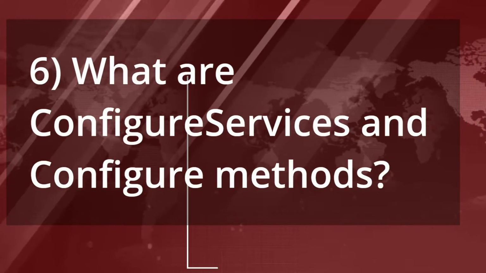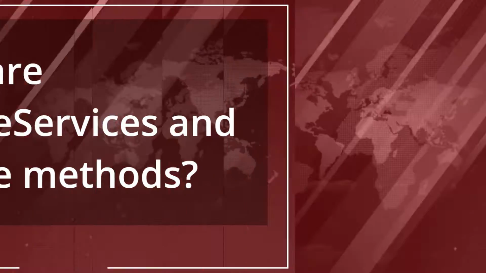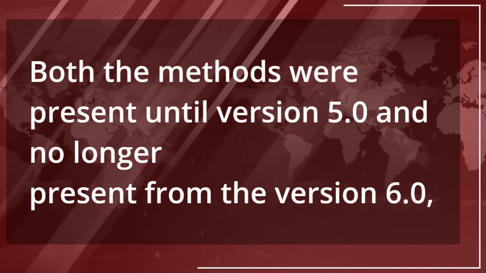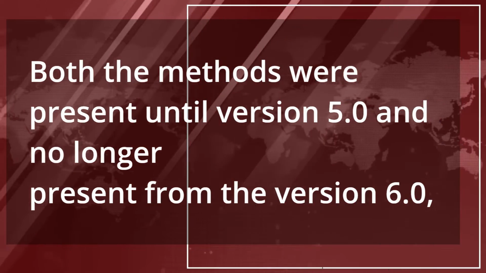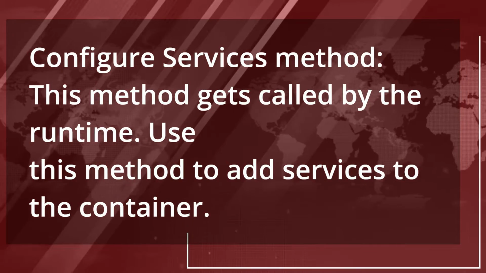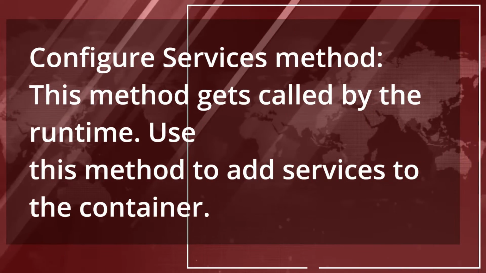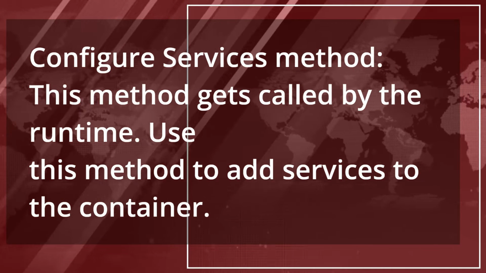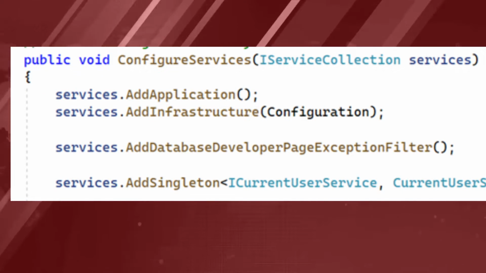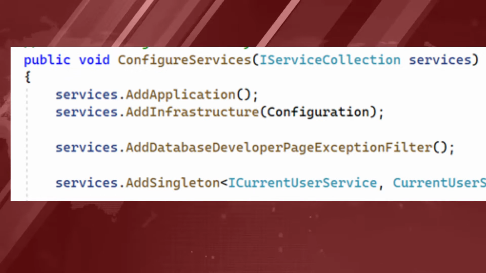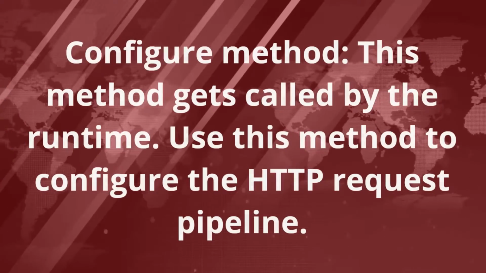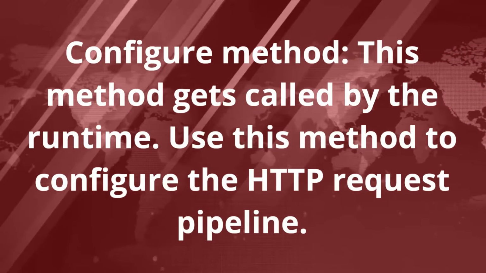Question number 6. What are the ConfigureServices and Configure methods? The answer is, both methods were present until version 5.0 and are no longer present from version 6.0. The ConfigureServices method gets called by the runtime. Use this method to add services to the container. For example, if you want to add application, add infrastructure, add database developer page exception filter, add singleton, creating the objects for that. For the Configure method, this method gets called by the runtime.